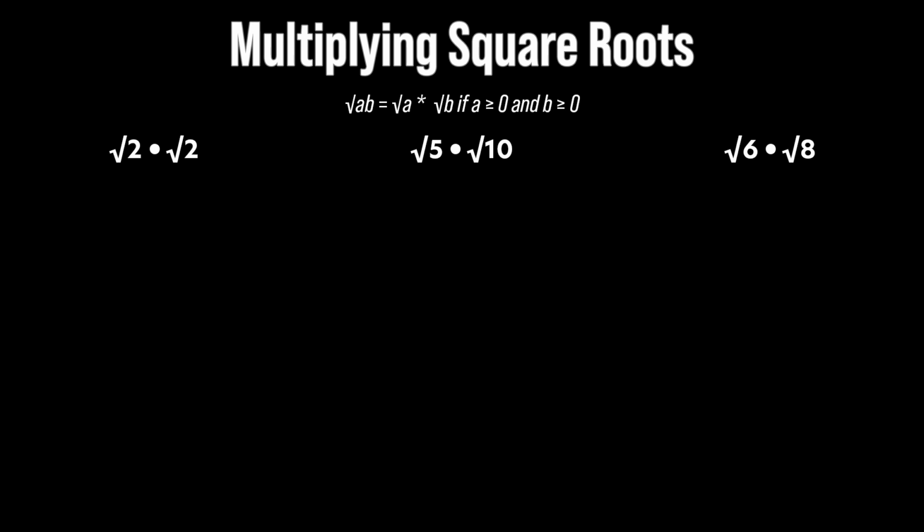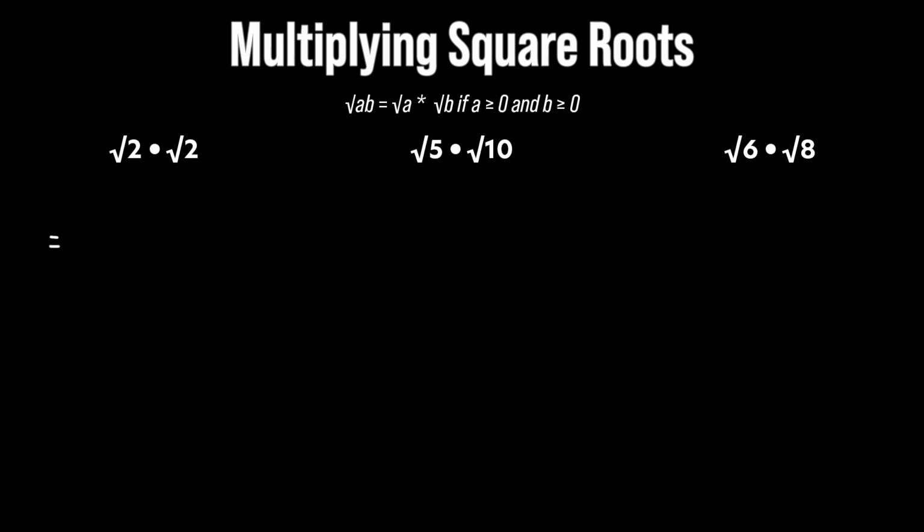Now, one important property is that if the value inside the square root is the same for the numbers being multiplied, for instance, the square root of 2 times the square root of 2, they both have 2 inside the square root, then the square root is going to cancel out, and your final value is just going to be 2. I'll show you why this is the case.